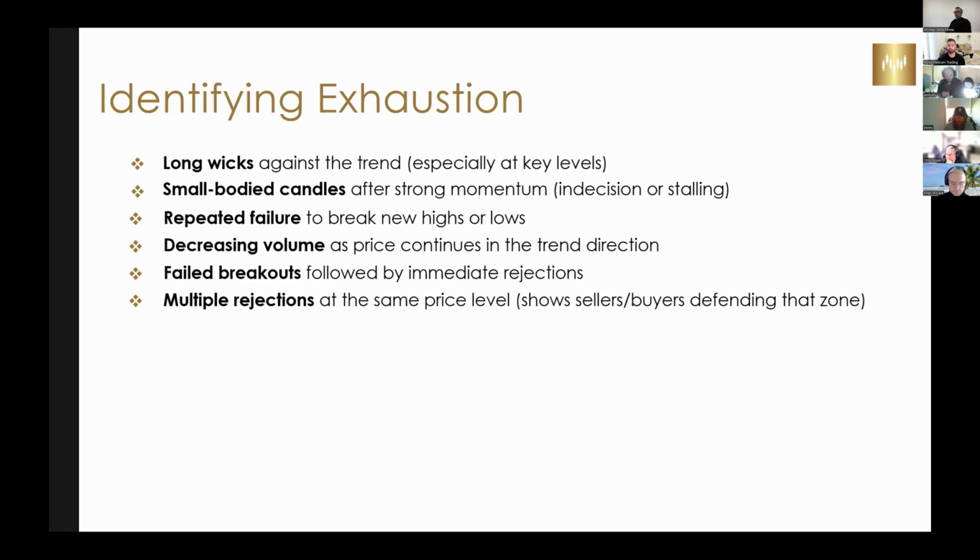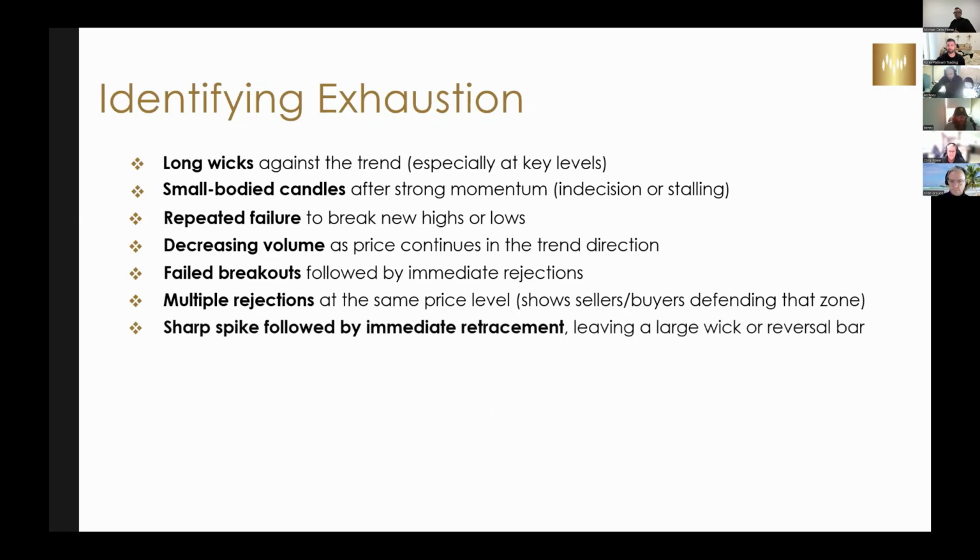Momentum's dying. The only thing that's going to help me know if it's going to continue is seeing, from a structural point of view, the candles, the way they're forming: pin bars, engulfing bars, mother bars, inside bars, the wedges. Am I seeing trend lines, from a structural point of view? Sharp spike, followed by immediate retracement, leaving a large wick or reversal bar. These are some of the main things that we need to take into consideration when we're looking at, okay, is price stalling? Is there a potential for price to turn?